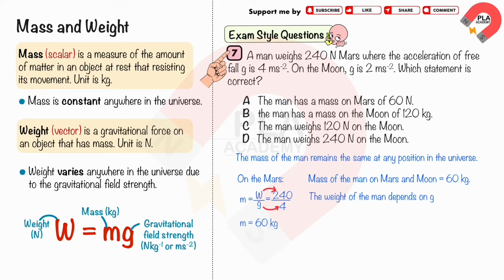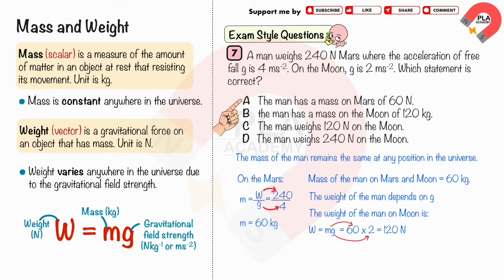The weight of the man depends on the acceleration of free fall g. So, the weight of the man on the moon is calculated by the equation w equals mg. Substituting m equals 60 and g equals 2, we get the weight of the man on the moon equals 120 newtons.